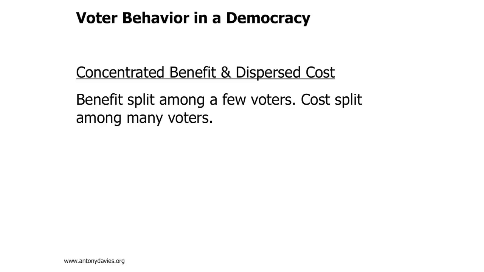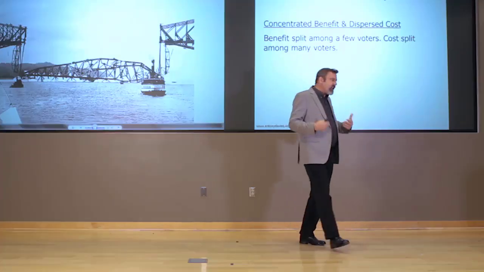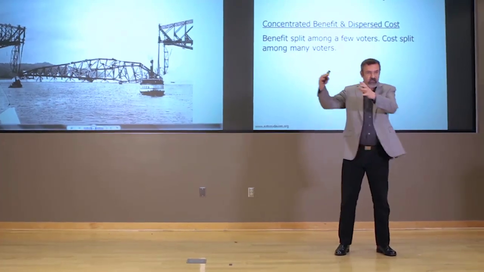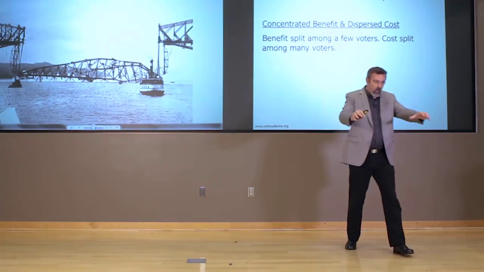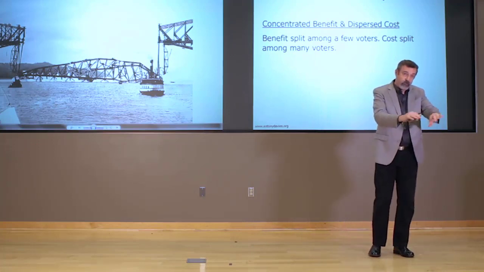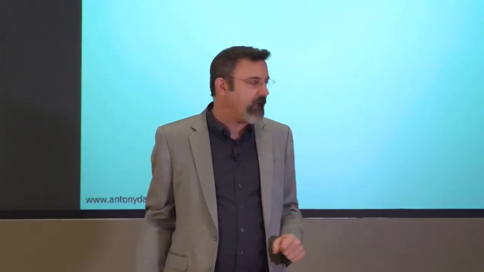So what you're observing here is something economists call concentrated benefit and dispersed cost. In this case, the benefit of the law, taking the $10 from everybody in Group A and giving it to Group B, the benefit from this law is concentrated in the hands of a small number of people. That's the people in Group B. The cost is dispersed over many, many people. Those are the people in Group A.